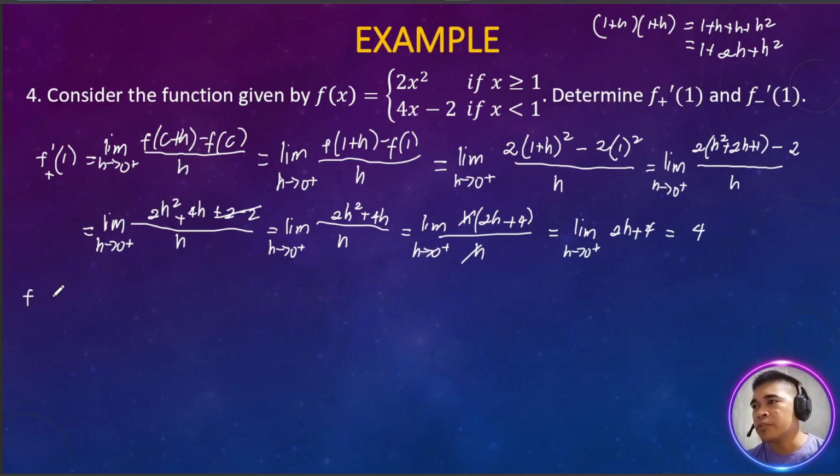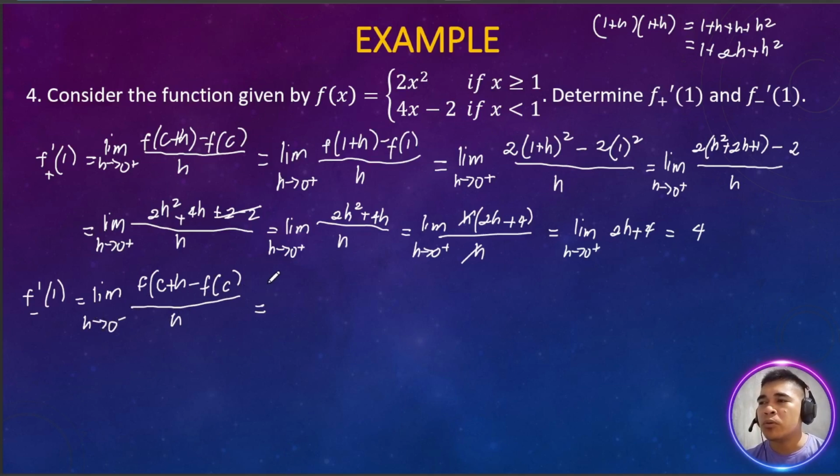Next, the left-hand derivative of function f at the point 1 was the limit of f of the quantity c plus h minus f of c over h as h approaches 0 from the left. Since this is from the left, we are going to use the second one, which is x less than 1. So we are going to use 4x minus 1. Applying the same method, we can arrive here.